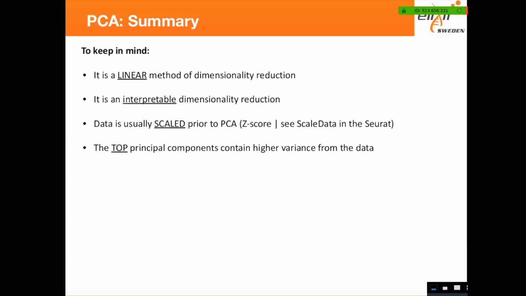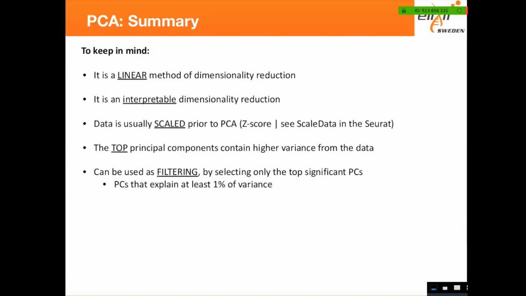And you can also select the top principal components because they store highest variation. And therefore, you can filter your data based on that, either using, for example, a human-defined threshold, all the principal components that explain at least 1% of the variation, or a Jackstraw, which is a method that is implemented in Seurat. But I'm not going into details, but please check this out. And also maybe use the first principal components, let's say 5, 10, or even more, depending on your data set.